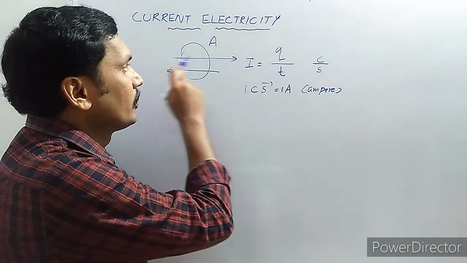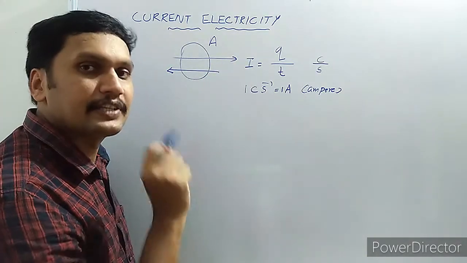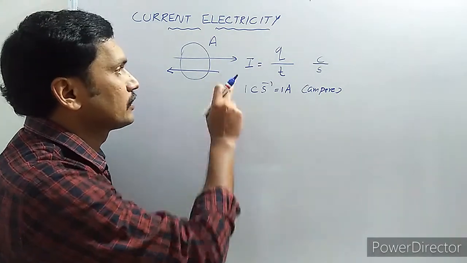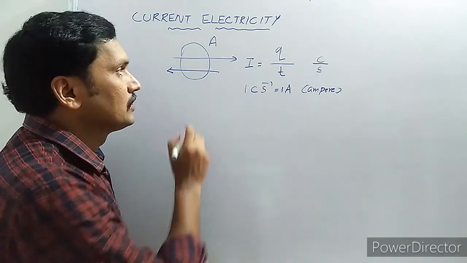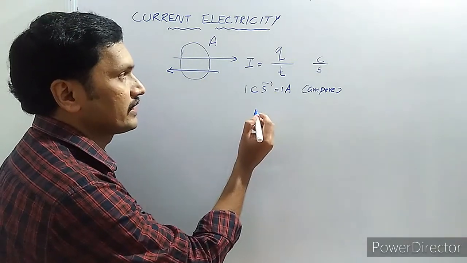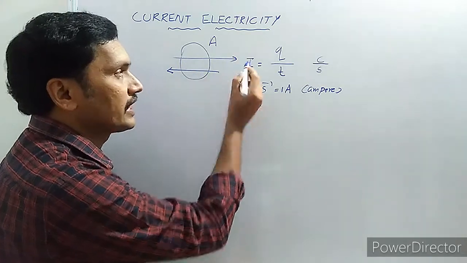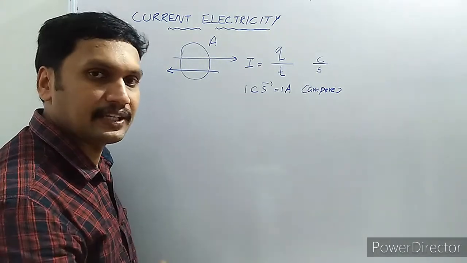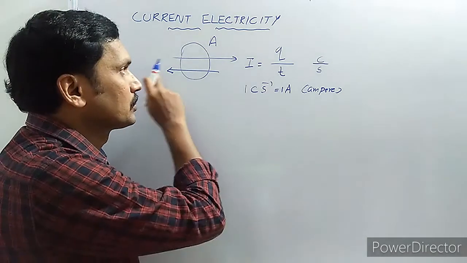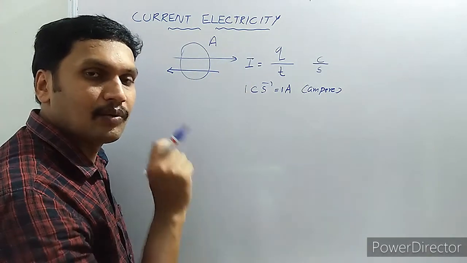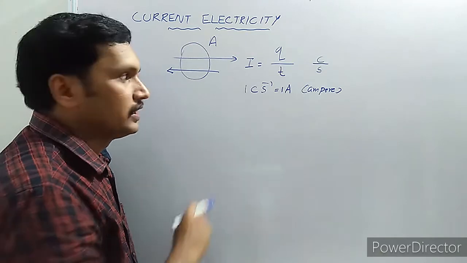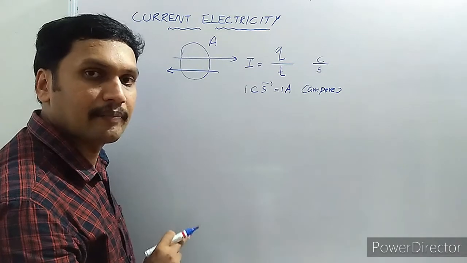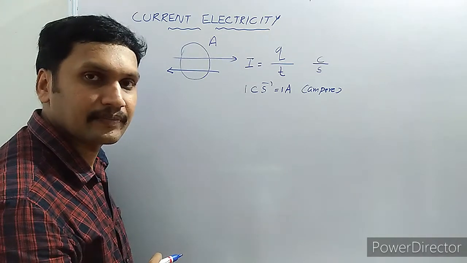So the current flowing through this area is said to be 1 ampere if 1 coulomb of charge flows through this area normally in 1 second.